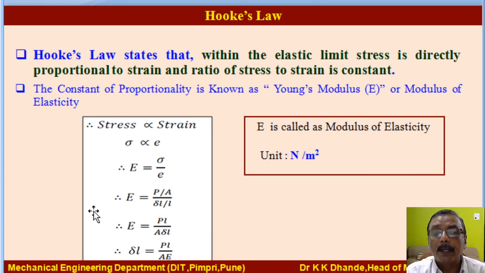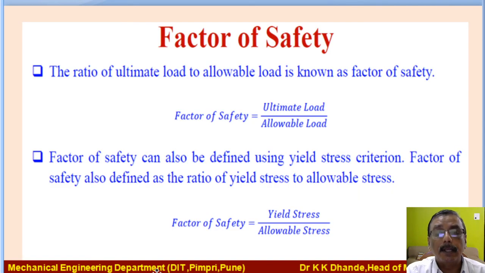Now here again we elaborate those equations. Modulus of elasticity, capital E, is equal to sigma upon small e. Sigma means P upon A. Small e is strain. Strain is equal to delta L upon L. If we reform these equations, then capital E is equal to PL upon A into delta L. And rearranging to calculate the change in length, delta L is equal to PL upon AE. This is the equation to calculate the change in length.